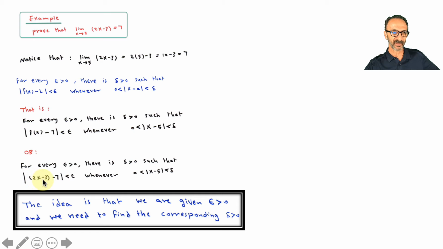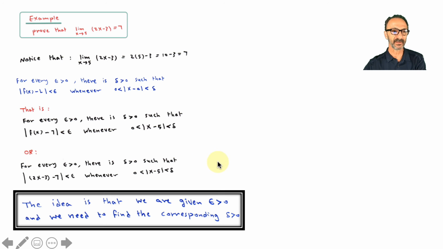So let's take the absolute value of 2x minus 3 minus 7 less than epsilon to a new page. It's right here. Simplify inside, 2x minus 10, factor 2 out, and I have this. Well, let me take you back. Do you see x minus 5? That's part of the game. It's right there. X minus 5.